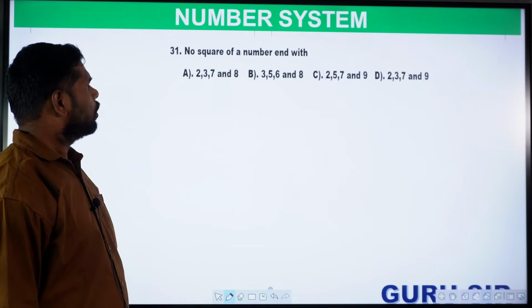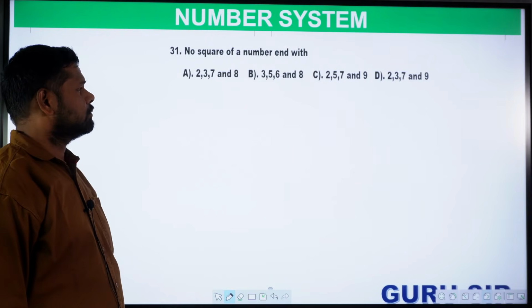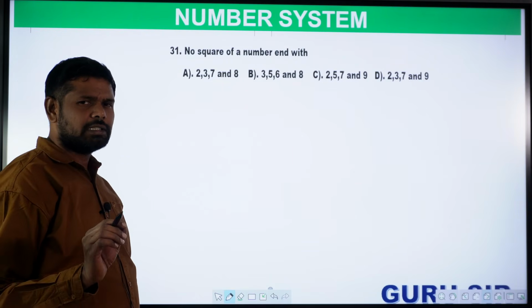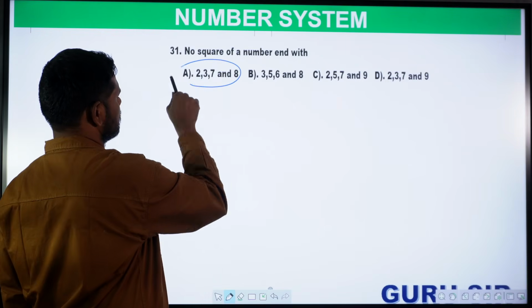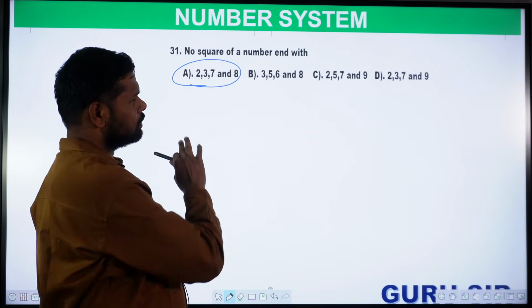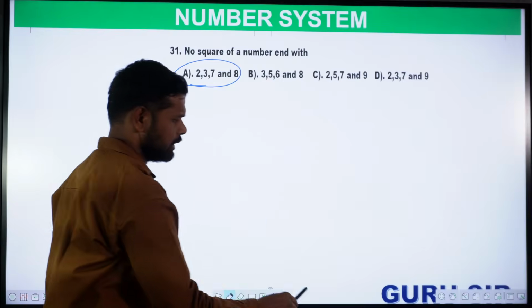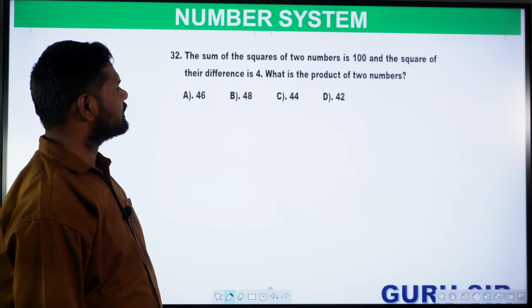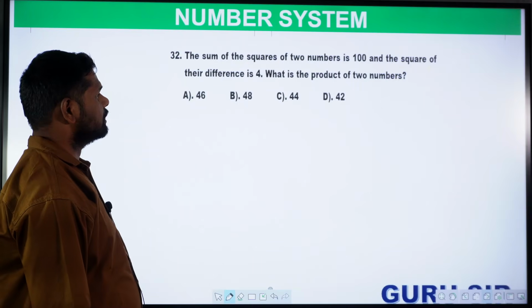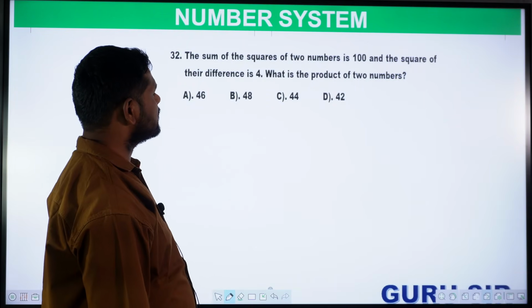No square of a number ends with any of these digits; a square is never ending with 2, 3, 7, 8. That's it. No need for more. 2378. Right. Next one.